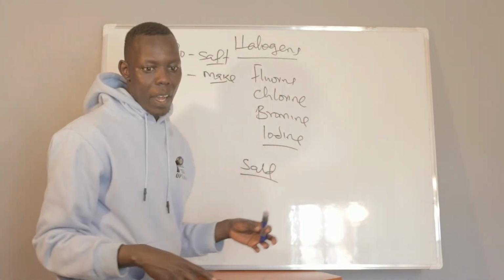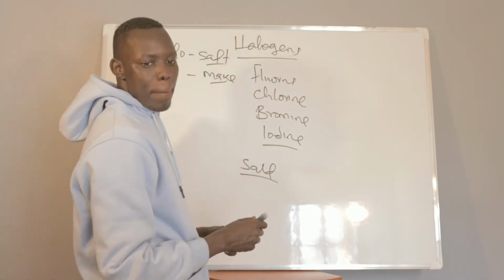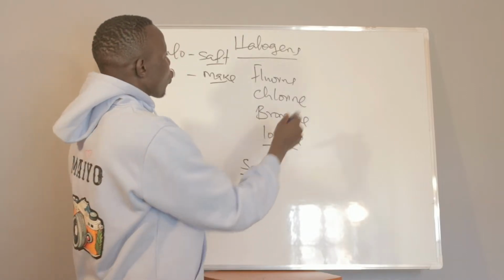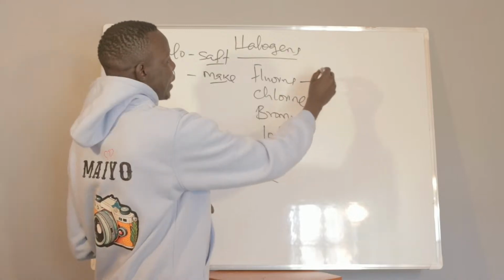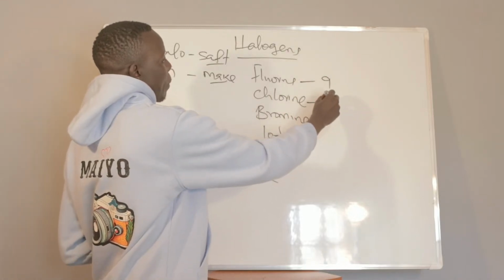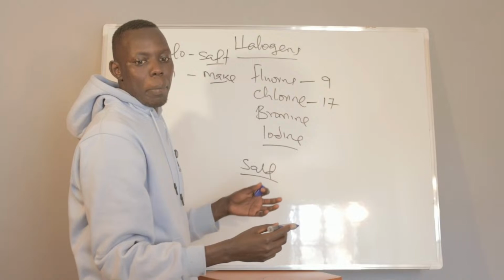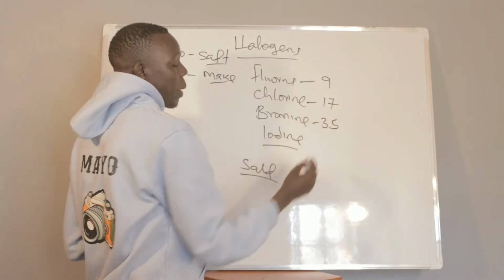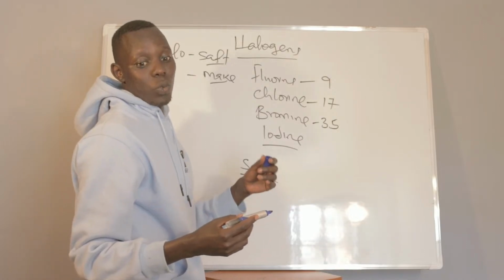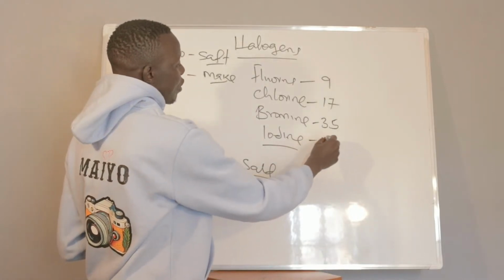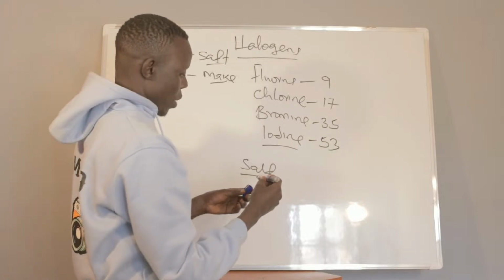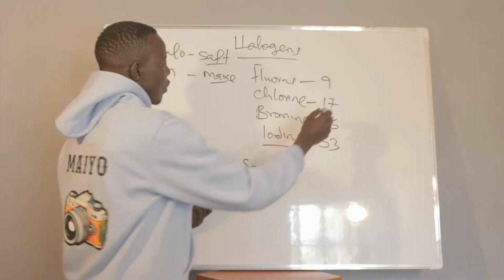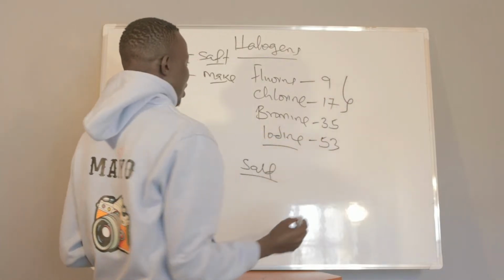Now, halogens, there are four of them. Fluorine is atomic number 9, chlorine is atomic number 17, bromine is atomic number 35. I know you guys are used to the first 20, then iodine is 53. So this is what you are supposed to know, but basically, because of the first 20 elements, this is what we are supposed to know.